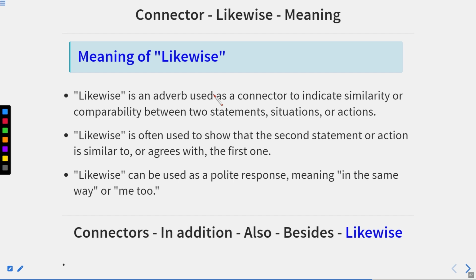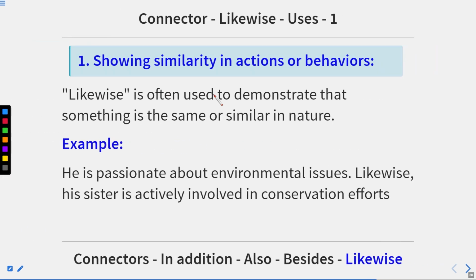Likewise is often used to show that the second statement or action is similar to or agrees with the first one. Likewise can be used as a polite response, meaning in the same way or me too. For example, when we use me too, it is similar to the word likewise. Or we can substitute me too with the help of likewise. Likewise is often used to demonstrate that something is the same or similar in nature.